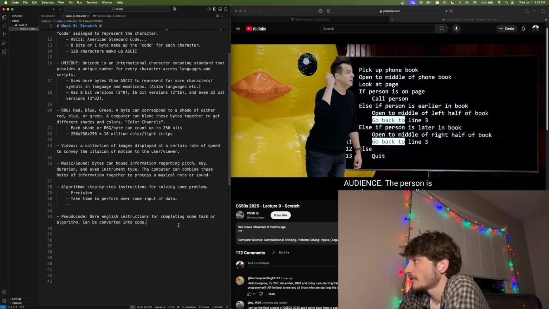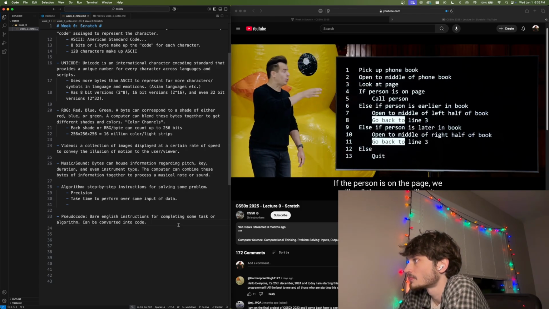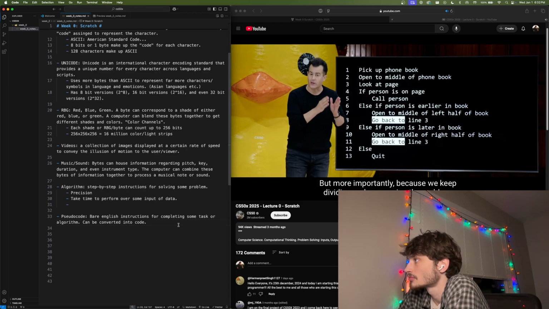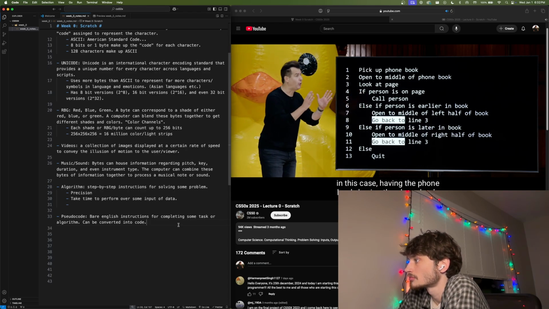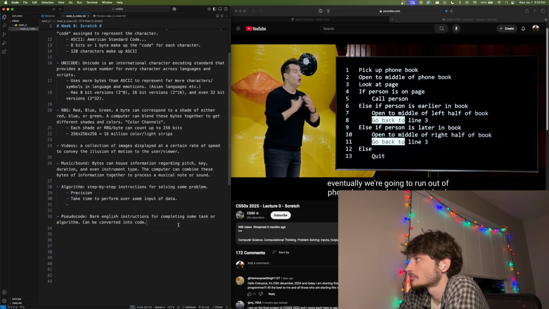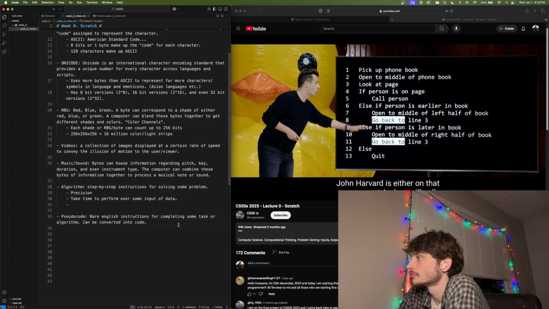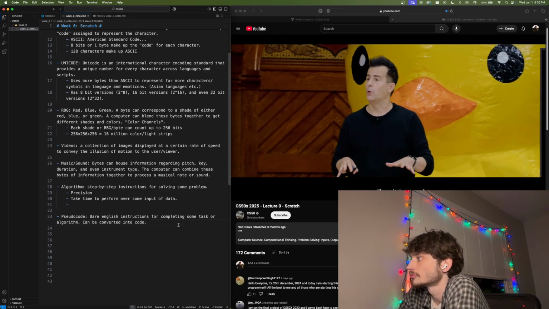Your else statement at the bottom. Exactly. If the person is on the page, we will call them or we will quit. But more importantly, because we keep dividing and conquering the problem, in this case, having the phone book, eventually we're going to run out of phone book, in which case, indeed, John Harvard is either on that page or not, and we will call or we will quit instead.